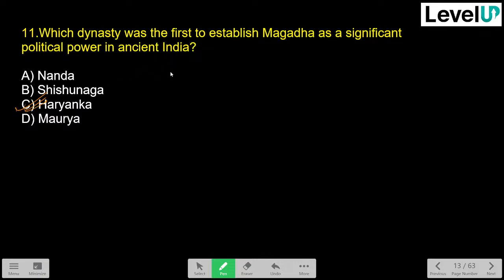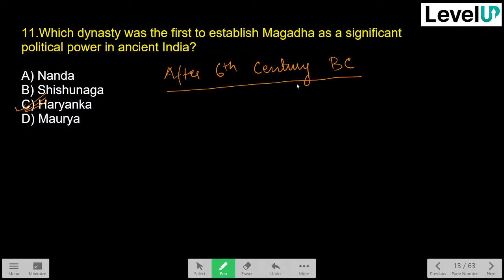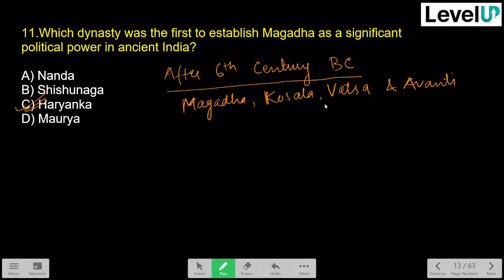After the age of Mahajanapadas, after the 6th century BC, four most important Mahajanapadas were left. What are they? Magadha, Kosala, Vatsa, and Avanti. So these four most powerful Mahajanapadas were left. We are being asked about Magadha. So in Magadha, which dynasty started ruling? It was the Haryanka dynasty.